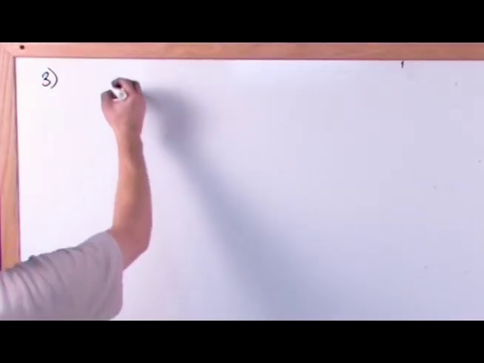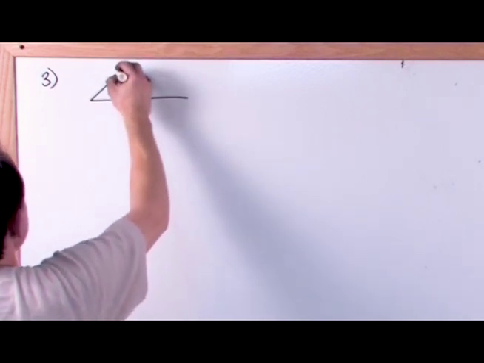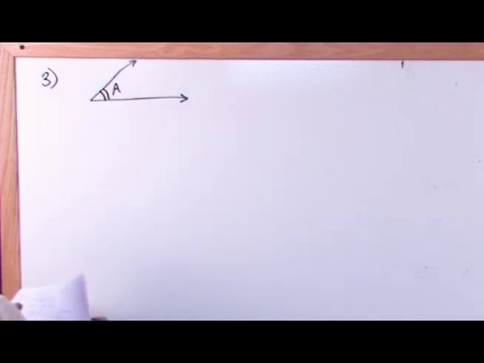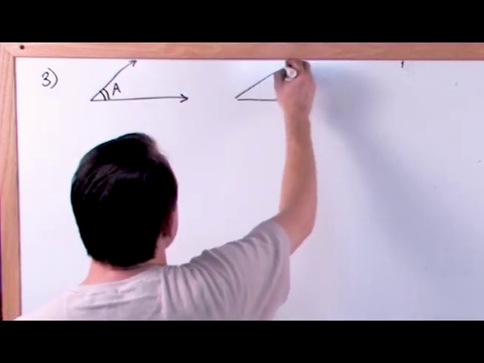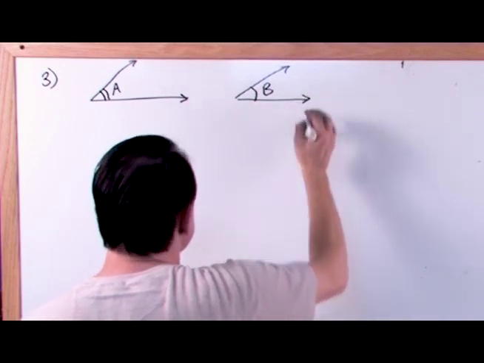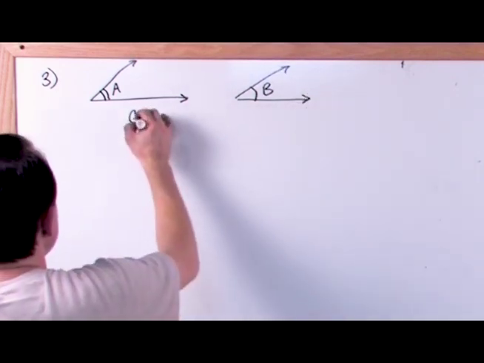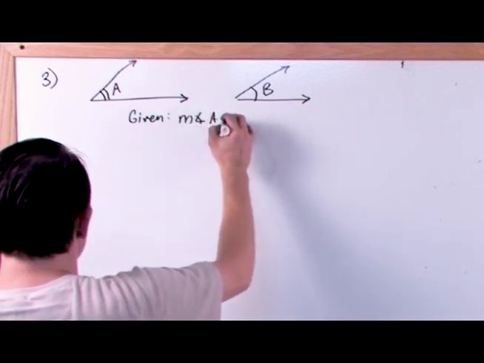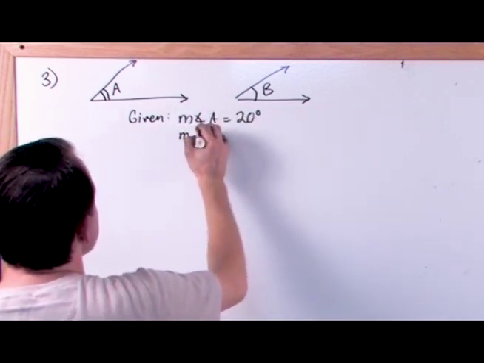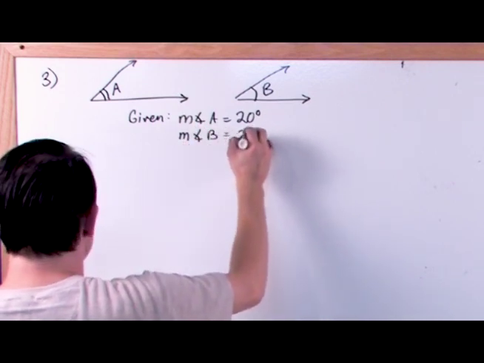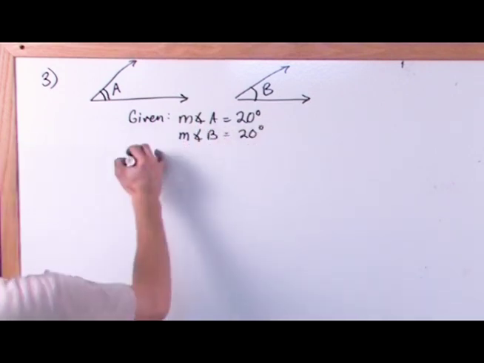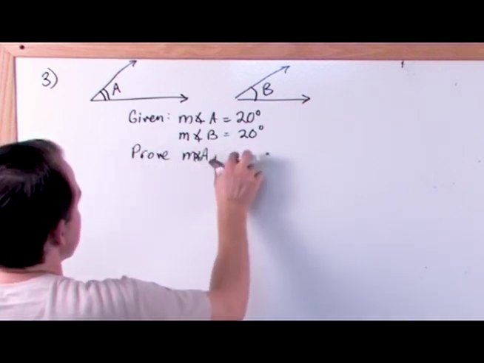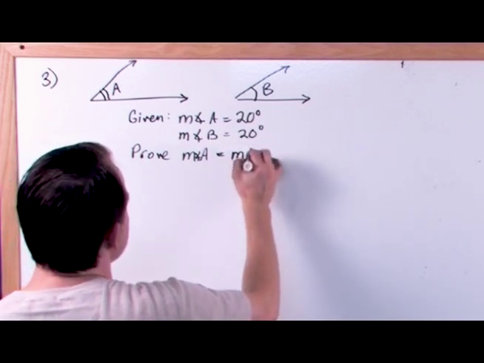Okay, our third proof is I'm going to be given an angle here. Okay, and this angle is going to be called A, and I'm going to be given another angle here, and this angle is going to be called B, and I'm going to be given that the measure of angle A is 20 degrees, and the measure of angle B is equal to 20 degrees, and you're going to prove that the measure of angle A is equal to the measure of angle B.